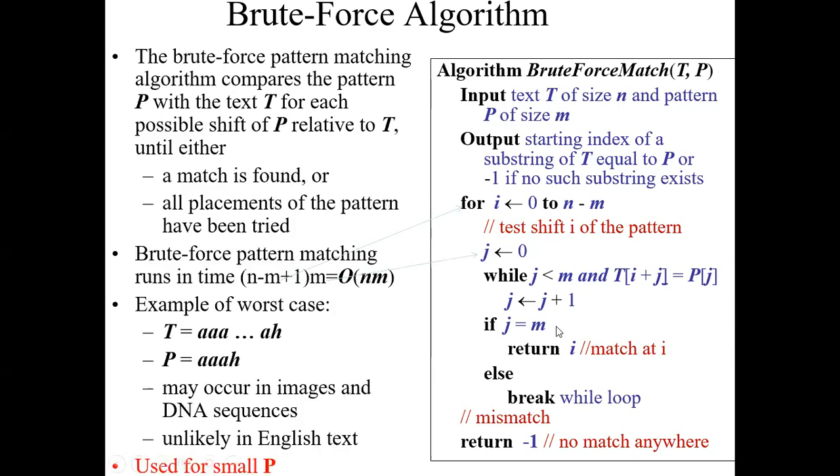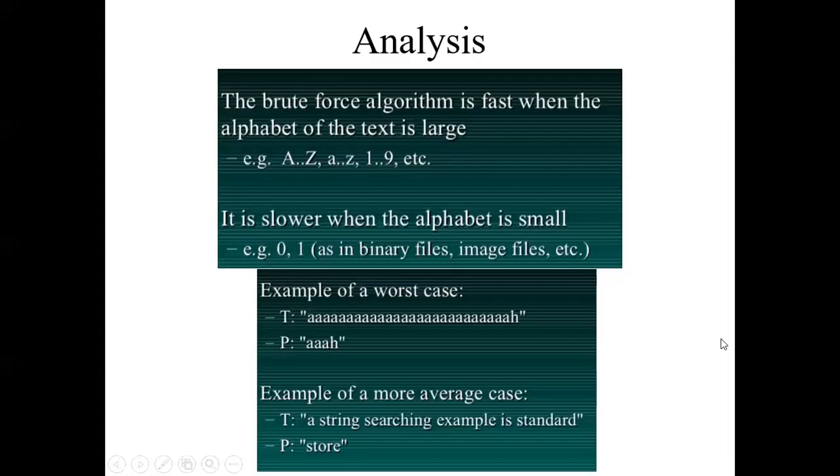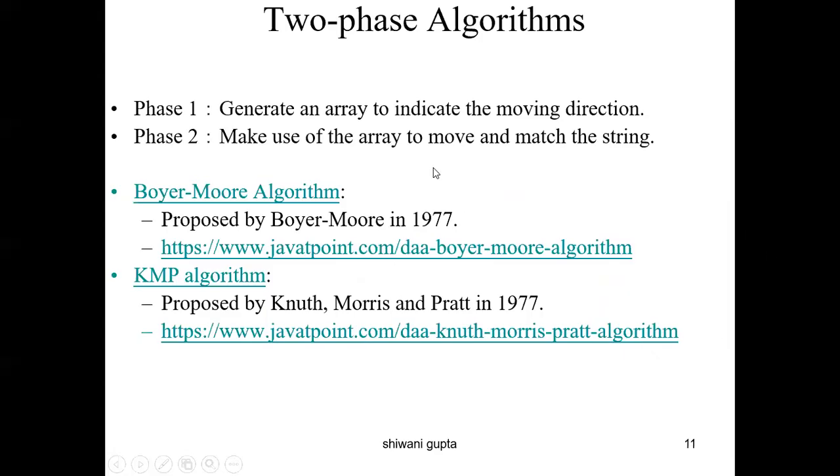So now let us move to the next algorithm, or next set of algorithms. As I mentioned, these are called two-phase algorithms. In two-phase, what does the first phase do? We are trying to pre-process the pattern. That is the first phase, and in the second phase, we use this pre-processed pattern key value to iterate faster and use a lesser number of comparisons.